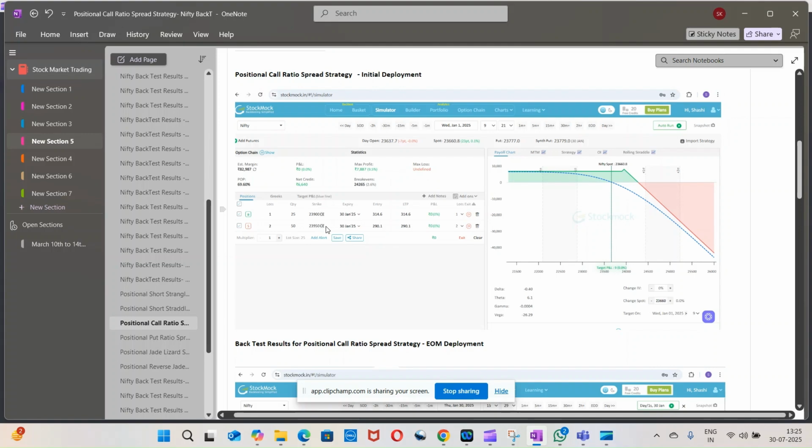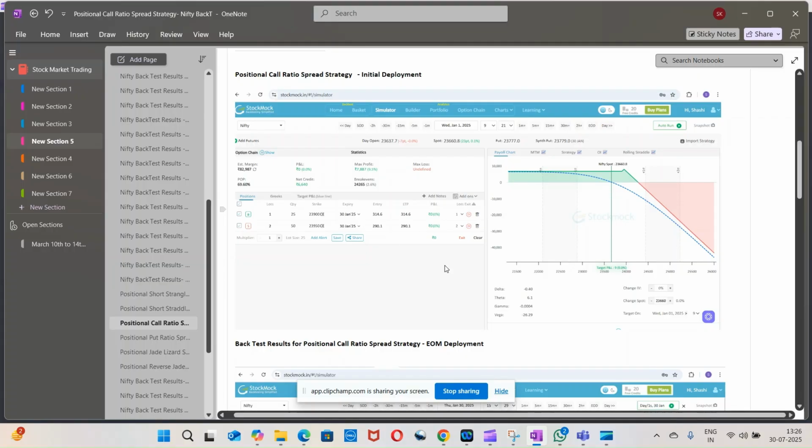When you're selling the call, your view is that the market will be below 23,950. You're also hedging that position with the 23,900 C, so that even if the market breaks your 23,950, you will gain from the 23,900 C going up. This is the same expiry because it's a positional strategy. On Jan 1st we are taking the expiry of 30th Jan for our positions.